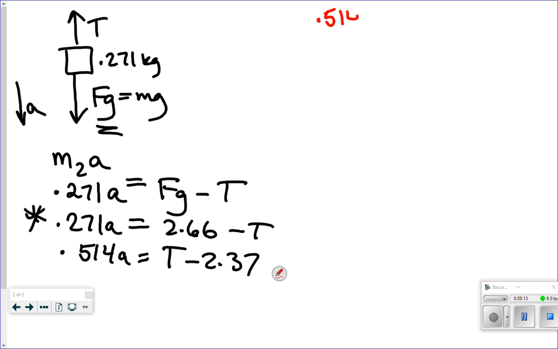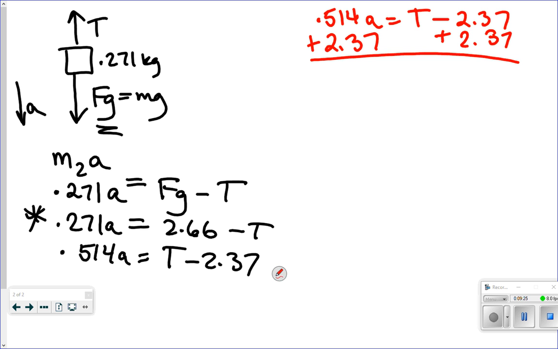The 0.514a equals T minus 2.37. I'm going to get T by itself because then I can do some substituting, right? Now I can't really do a whole lot with these values. I can't exactly really combine them, but I can do that. And what this allows me to do is to take this and put it here.